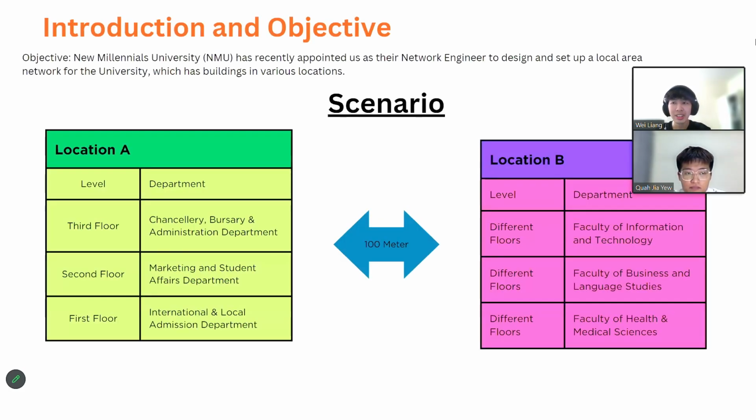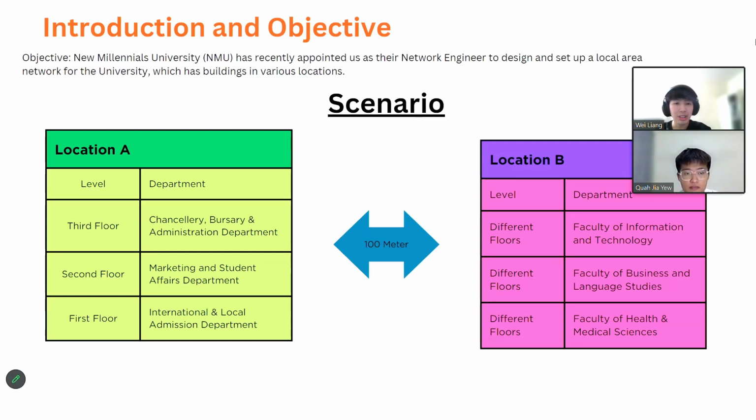Next. New Millennials University (NMU) has recently appointed me and my teammate Kwa Jia Yu as their network engineers to design and set out a local area network for the university, which has buildings in various locations. Based on a scenario, we have two different locations, location A and location B. In location A, the third floor has the Chancellery and Bursary and Administration Department. The second floor has the Marketing and Student Affairs Department. The first floor has the International and Local Admission Department.